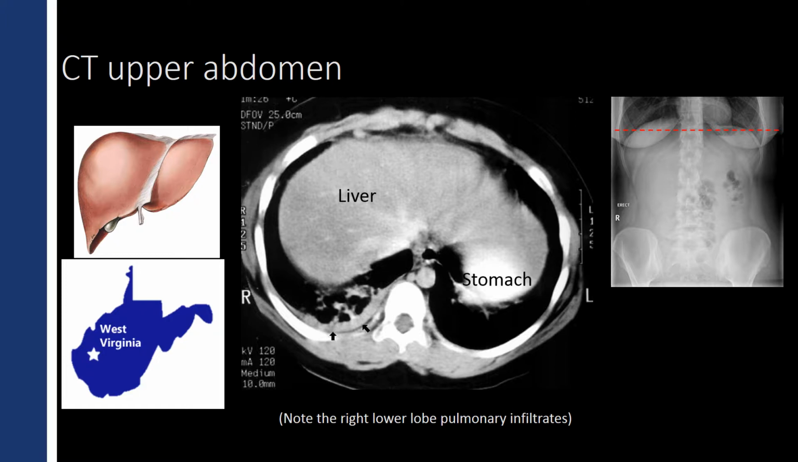Now, over here in the left upper quadrant, we see the stomach. The reason the stomach is white is because we give the patient some dilute barium or some contrast drink that has iodine in it. If we were to give the patient just water, then it would be dark. But in this case, we have the barium, and so there is that contrast within the stomach.